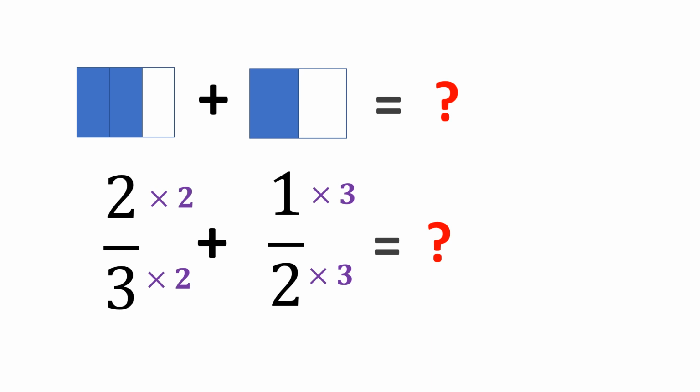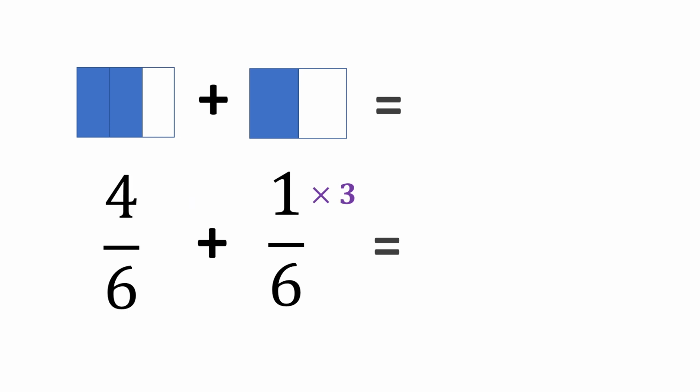But it can also be 12, 18, and any other number, as long as it's a common denominator, a common multiple of 3 and 2. So multiply the denominators: 3 times 2, 2 times 3, they become 6. And for the numerators, 2 times 2 is 4, 1 times 3 is 3. So now it's 4/6 and 3/6.